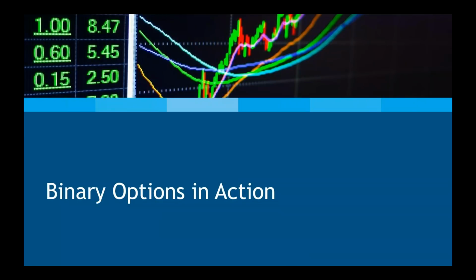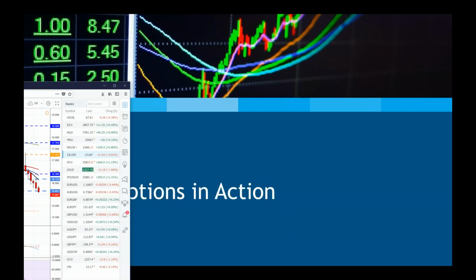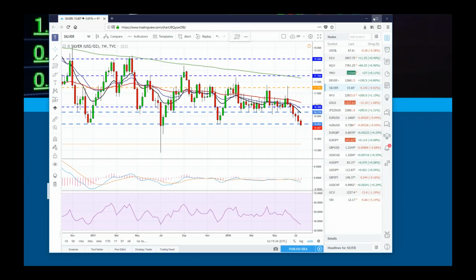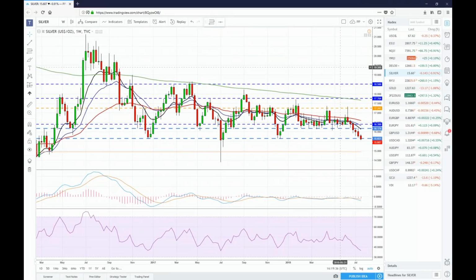All right, enough theory. Let's have a look at the markets here. And let's have a look at silver. I think silver was rather interesting this morning, and it was really a pity that we weren't able to do that webinar about 2 to 3 hours earlier, because then we would have been right in the center of the action.